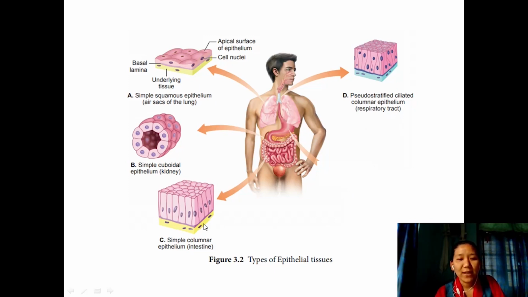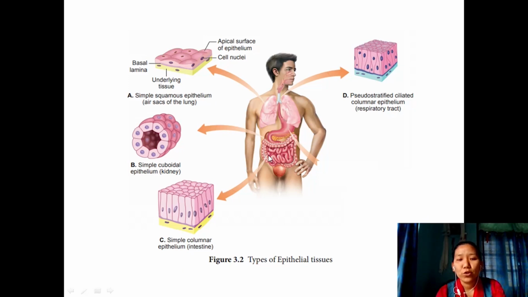Okay, and then again, columnar and cuboidal epithelium may also have villi and microvilli. Villi and microvilli are nothing but finger-like projections, and these finger-like projections increase the surface area. These are usually found in the intestine. We know the intestine is a part of the digestive system.